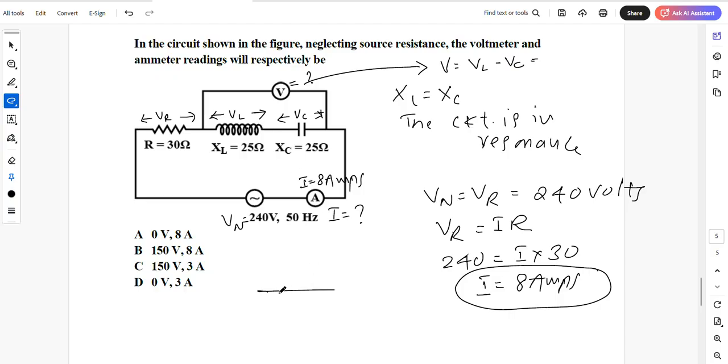Now if I draw the phasor of voltages, this is 0, this is I, this is VR, this will be VL, and this will be VC. These two are equal, and they are at an angle of 180 degrees. This is in the positive y-axis, this is in the negative y-axis. VL minus VC. So what will be the reading? The reading of this voltmeter will be 0 volts. So the readings are 0 volts and 8 amperes.